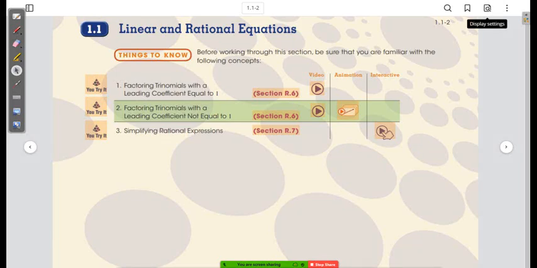All right, today we're talking about Chapter 1, Section 1, Linear and Rational Equations.